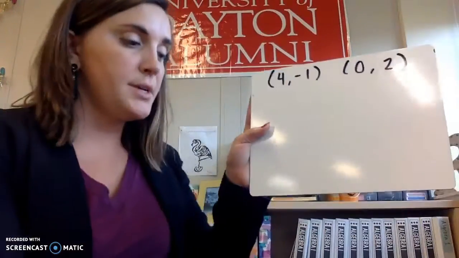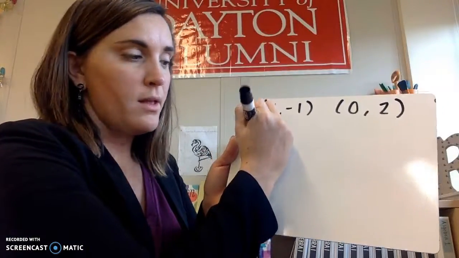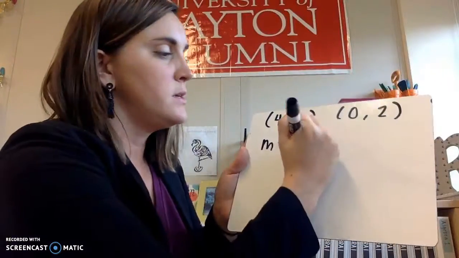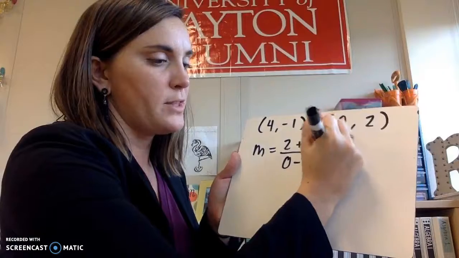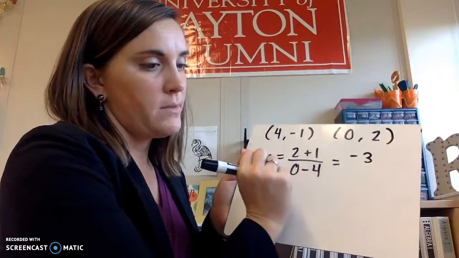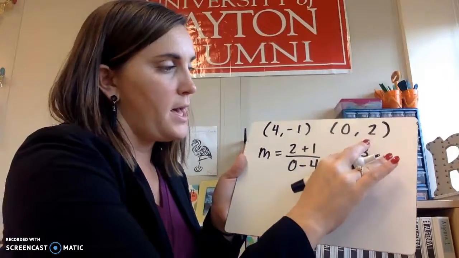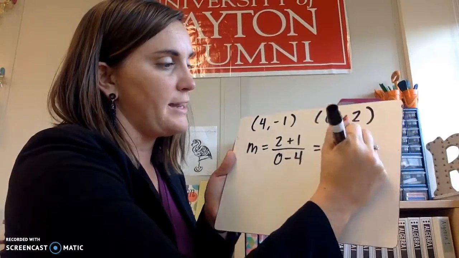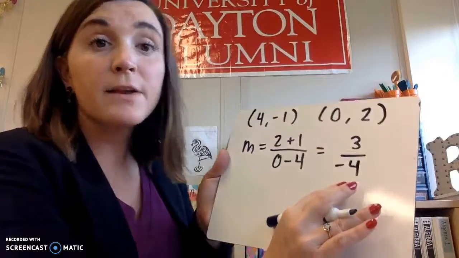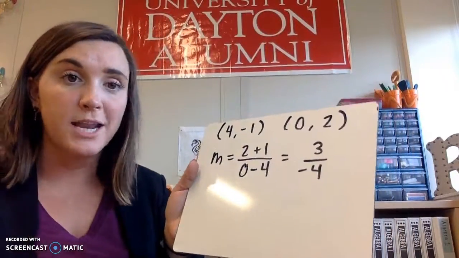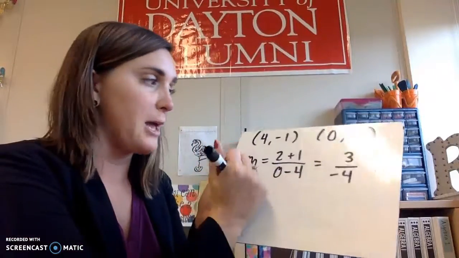(4, -1) and (0, 2). So slope is first. m equals 2 minus a negative, so that becomes +1, over 0 minus 4 for the denominator, giving me +3 over a -4. You can keep it with the denominator if you want, or you can move it to the numerator. It's not going to matter as long as you're representing that it is a negative slope value.